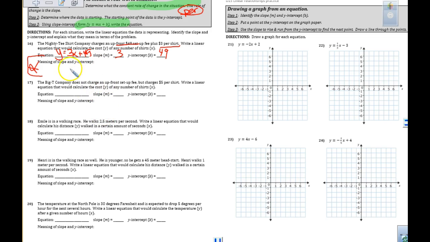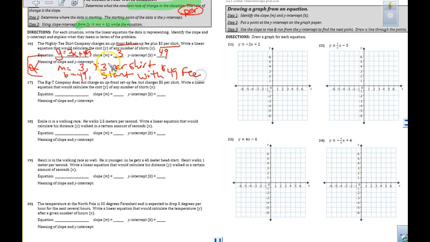On your paper, you should be writing what the meaning of the slope is. So what does 3 mean? 3 means, what are we talking about up here? What did it say? The M of 3 means $3. So we're going to put our dollar sign, $3 per shirt, right? That's what the slope means in this situation. What does the y-intercept mean? Well, we said B was 49. What does it mean in this situation? It means we started with a $49 fee up front.